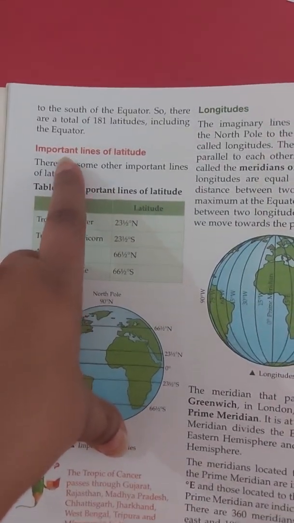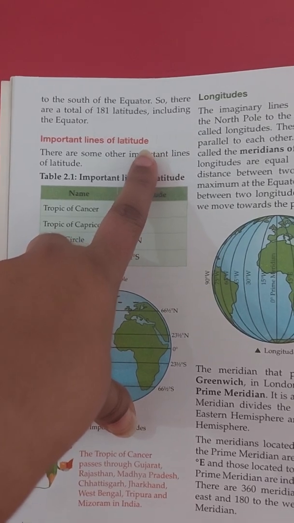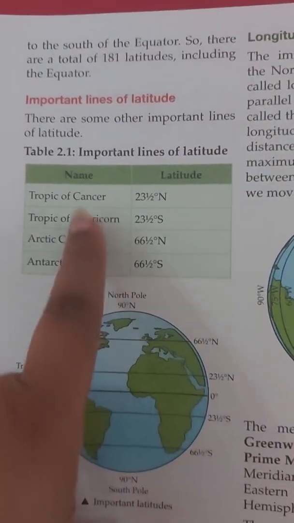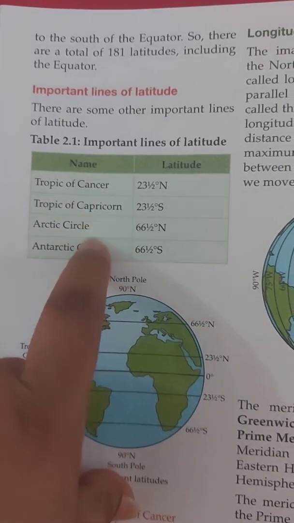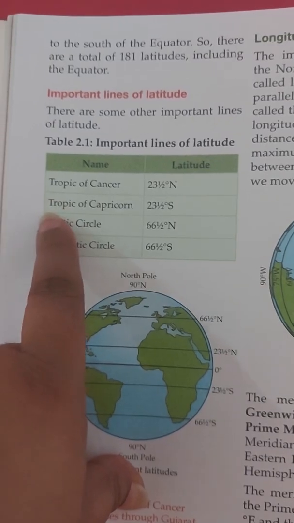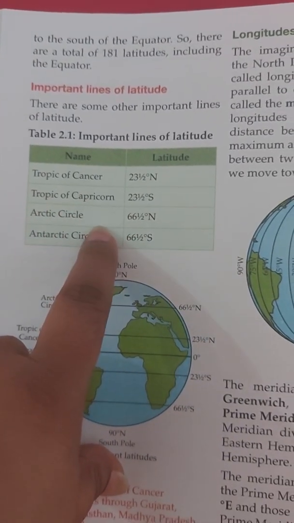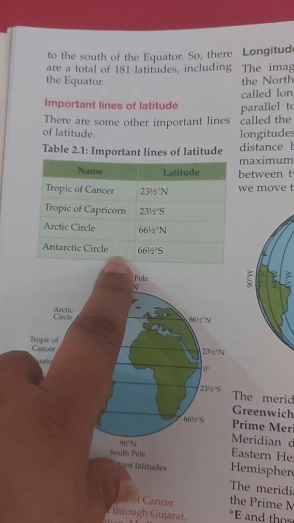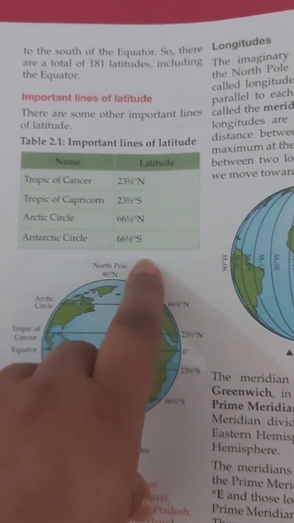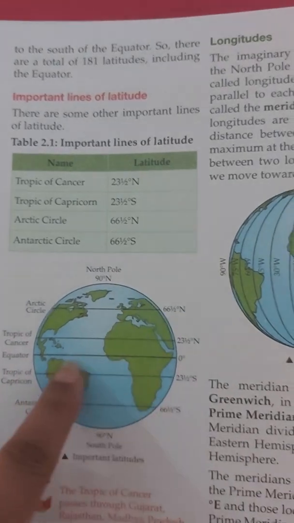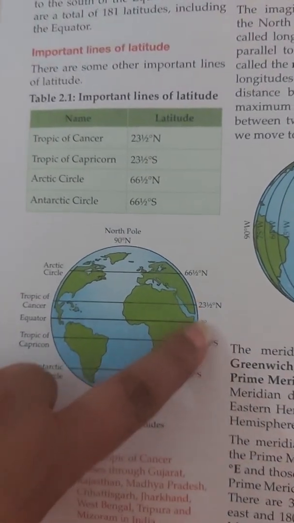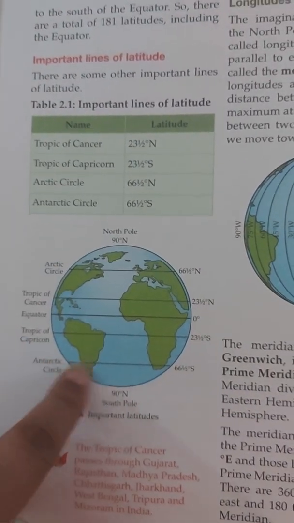Then next are the important lines of the latitudes. In this table 2.1, you can find the important lines of the latitudes, and those are the Tropic of Cancer, Tropic of Capricorn, Arctic Circle, and Antarctic Circle. And these are the other names of these lines. Here you can see the important lines and how they are dividing the earth.